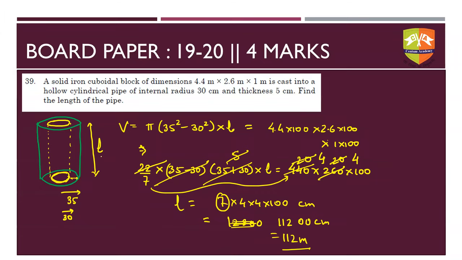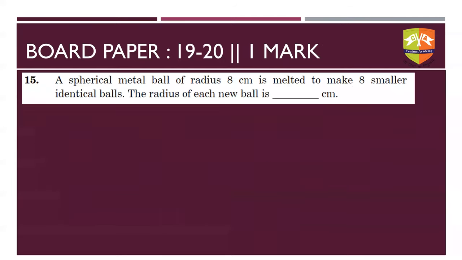So, annular, or let's say cylindrical pipe ka volume. So you can take down: the volume of a cylindrical pipe will be pi into (R square minus r square) into H, where R is the outer radius and small r is the inner radius. The fundamental is the total volume minus the internal hollow volume. You subtract it, you will get the volume of the pipe. Next question. One mark.